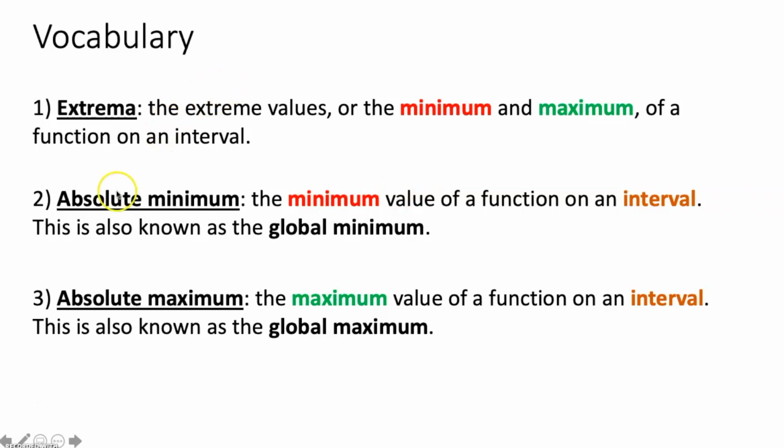That brings us to the second vocabulary term, an absolute minimum. That would be the minimum value of a function on a given interval. This is also known as the global minimum. So this is the lowest y value of a function on a given interval. Whereas the absolute maximum is the maximum value of a function on a given interval. It's the greatest y value of the function on that given interval. It's also called the global maximum.